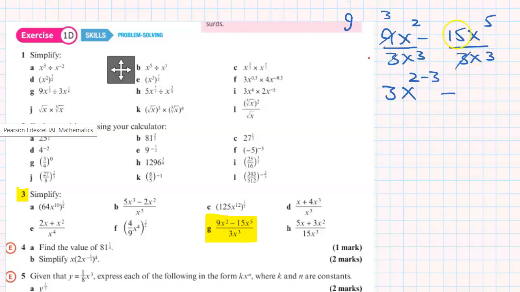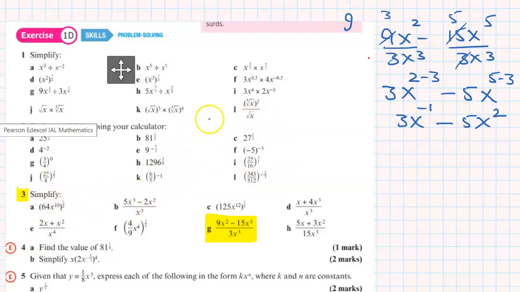Minus 3 times 5 is 15, so I can write 5. x to the power 5 minus 3. So this is 3x to the power minus 1 minus 5x square. You can leave your answer here. You can write 3 over x minus 5x square. So that's all for question number 3.